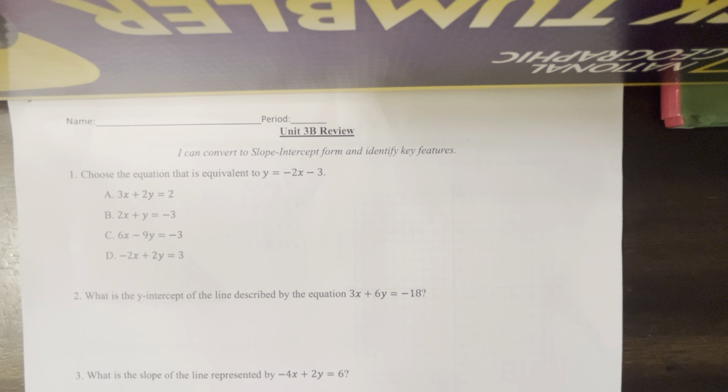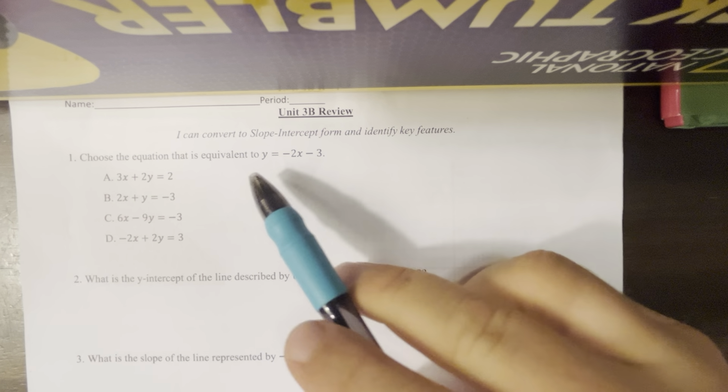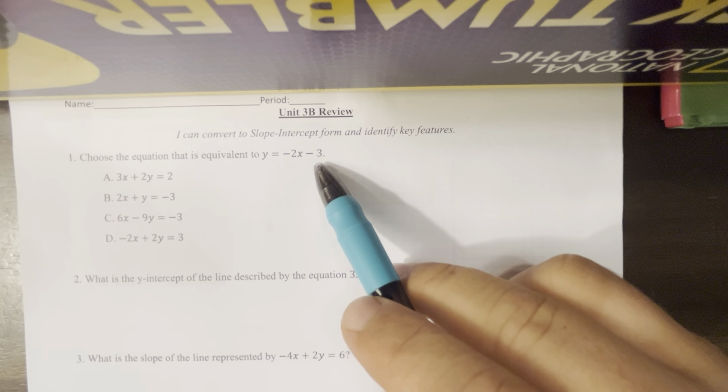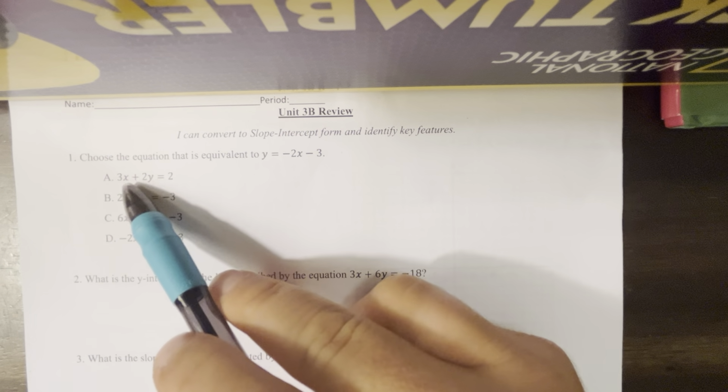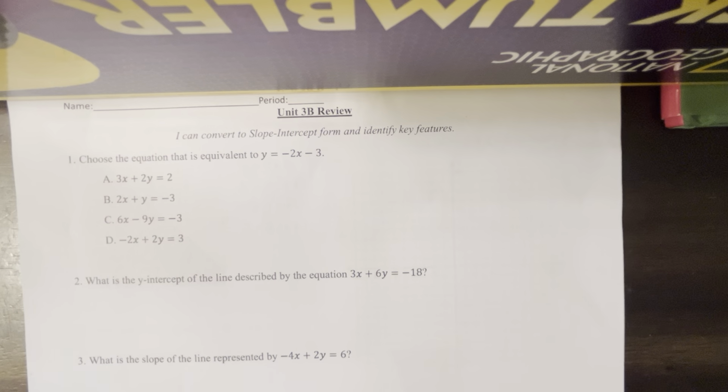All right, we'll get ready for the rest of our Unit 3 test. Number 1 says choose the equation that is equivalent to y equals negative 2x minus 3. All we need to do is get y by itself on each of these and see which one or ones match that equation.